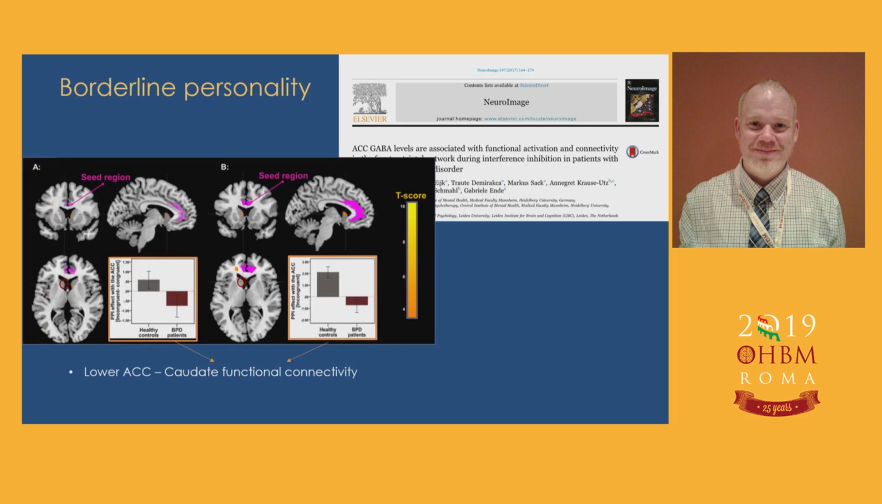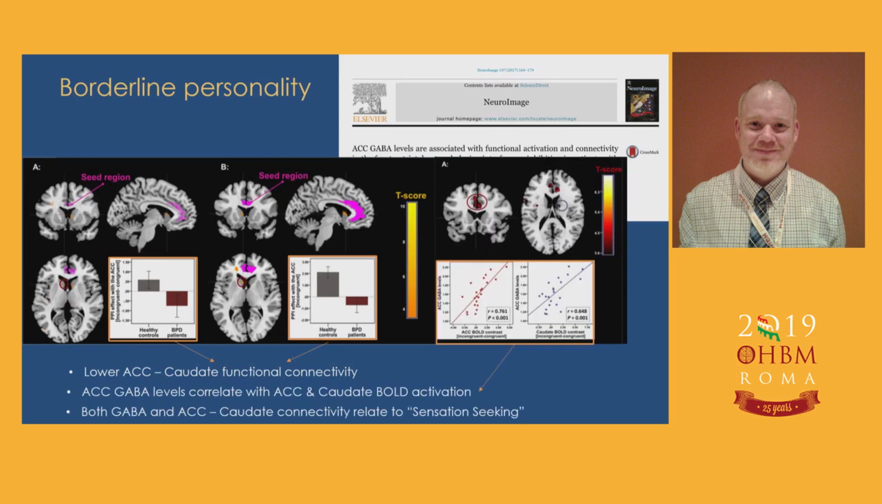They also did an fMRI task where they look at interference inhibition, which is a measure of inhibition and impulsivity, but more approached cognitively. So they found lower ACC-caudate functional connectivity, both in the ACC and in the caudate, in these BPD patients. Now, in addition, they found that in these patients only, anterior cingulate cortex GABA levels correlated significantly with the ACC and caudate BOLD activation, as well as the functional connectivity between them. And so what they have here, they started linking the neurochemical level with the functional level.